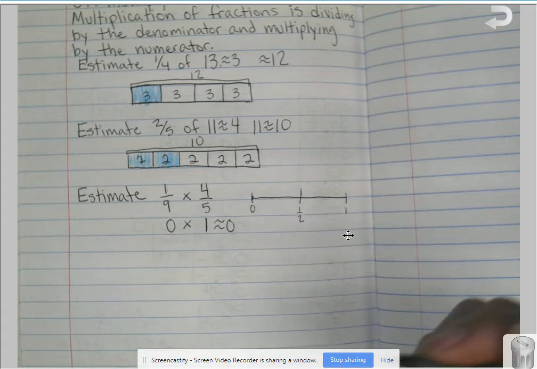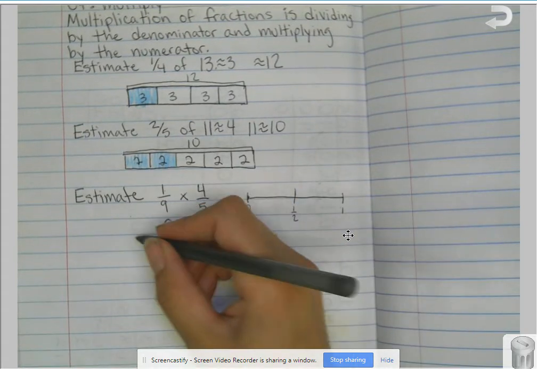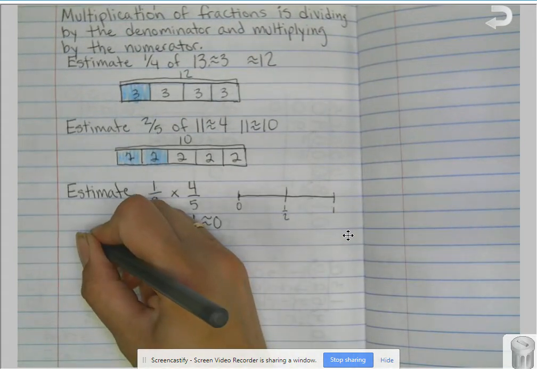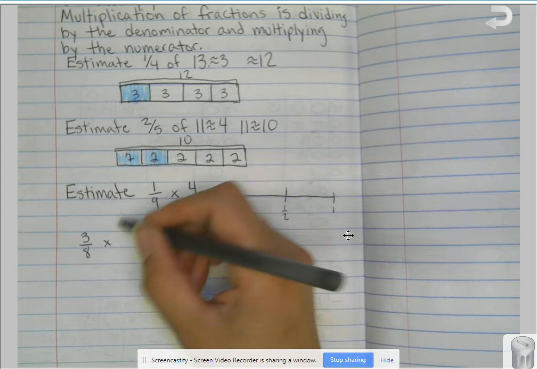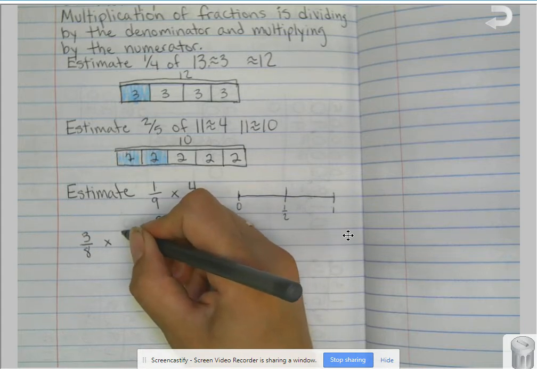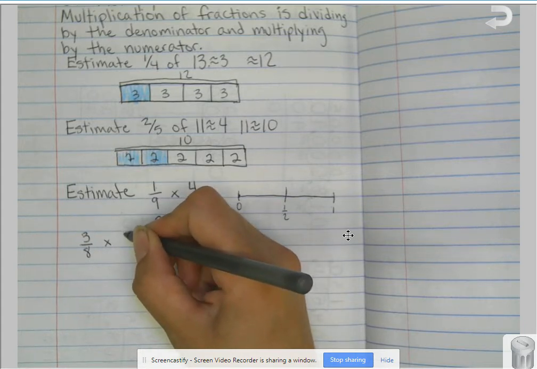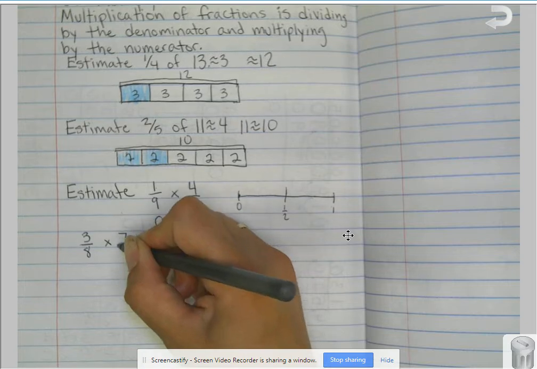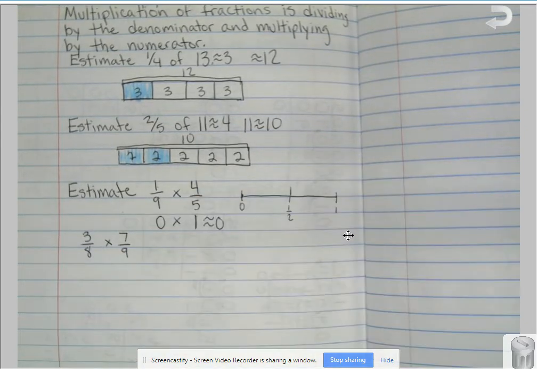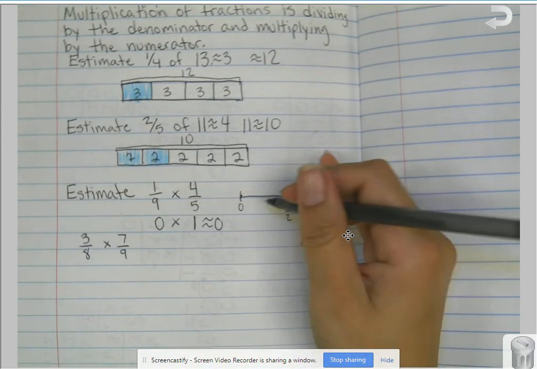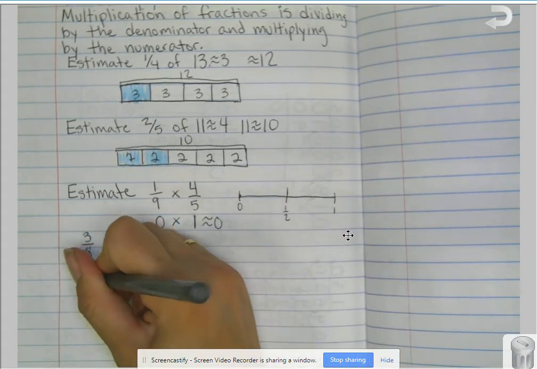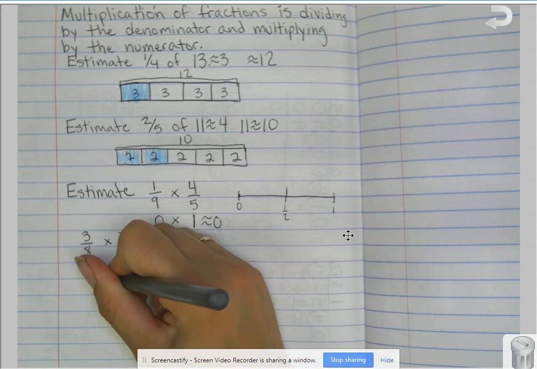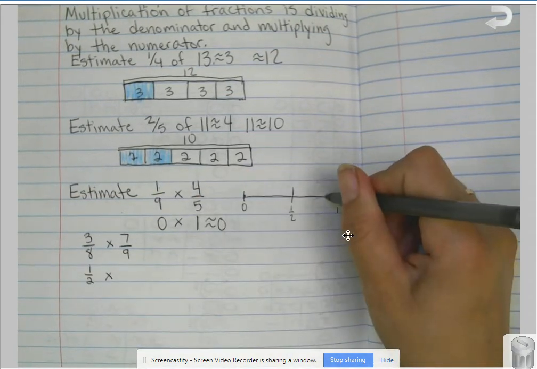Okay, let's try another one similar to that. How about 3/8 of 7/9? Okay, 3/8 is pretty close to 1/2. So I'm going to estimate that to be 1/2 times 7/9. That's almost full.